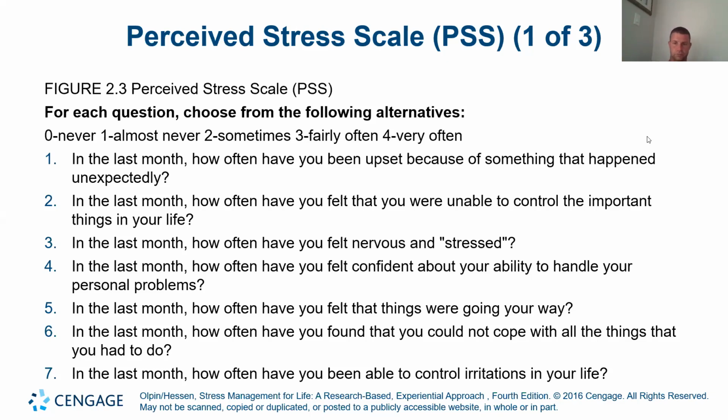Or even the one before. So again, it's asking both positive and negative questions, right? So 4 and 5 are more positive, so hopefully that's where you'd want to score high, versus the other ones where you'd hopefully score low, right?